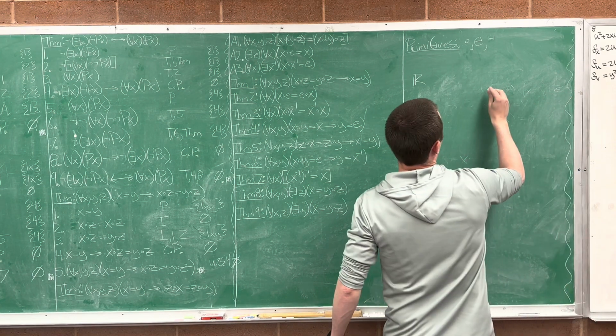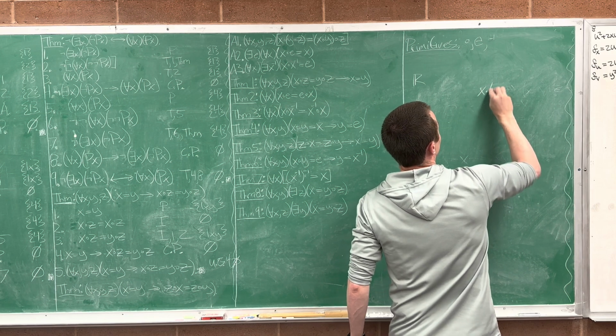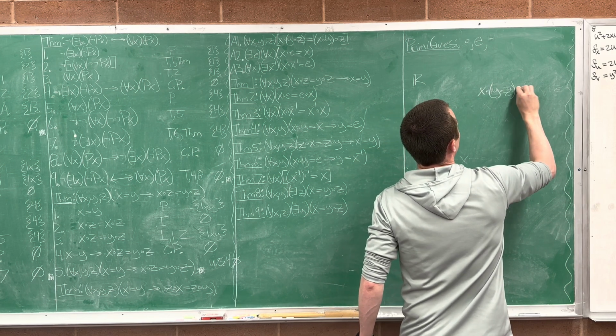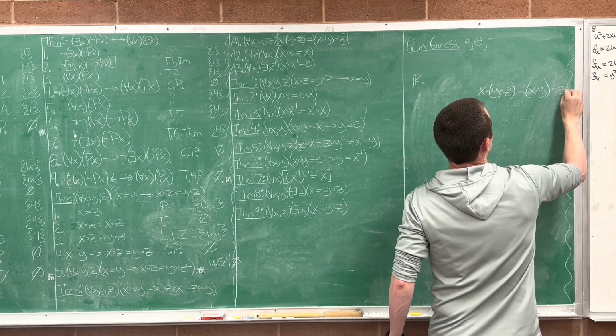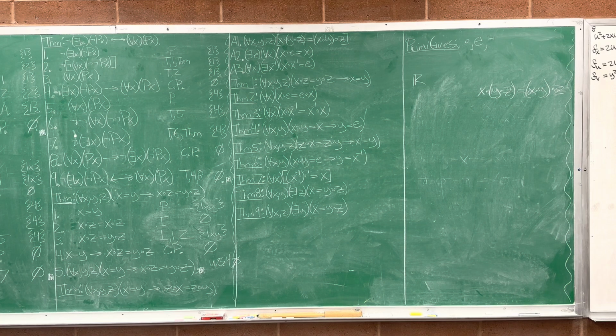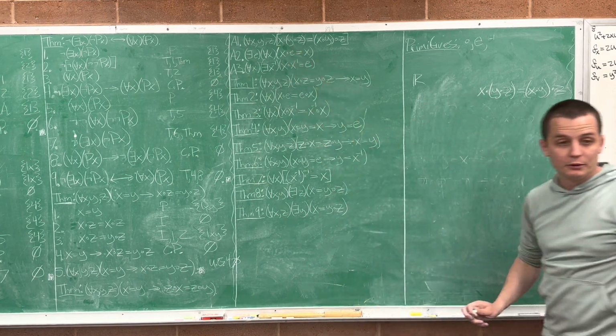So the first one says, is it true that x times y times z is equal to x times y times z? Yep, that one's true. So multiplication is associative, that one works. What would our identity element be for multiplication?